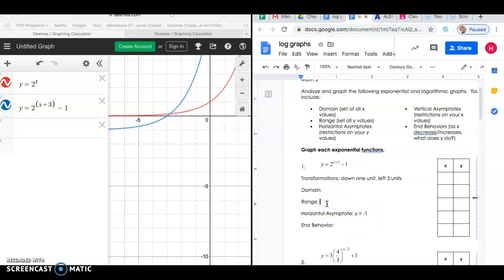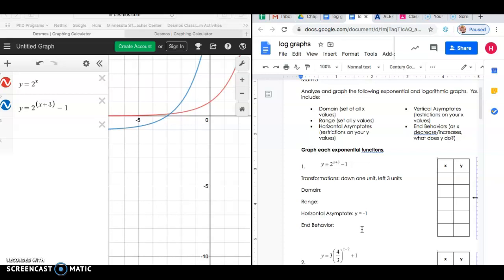Then our range, as you know, it never crosses that line, so it couldn't possibly go below that line. So what do you think? Our range goes from -1 to infinity. Now that should be a sideways 8. I'm just doing 8 so you guys know that it's the infinity symbol. All right, as you guys know, you can be pausing if I'm going too fast so you can catch up.